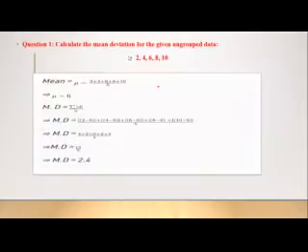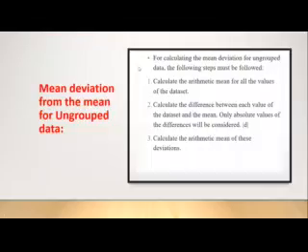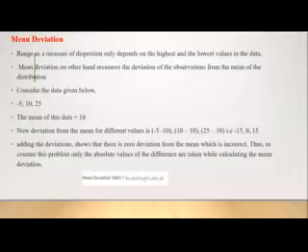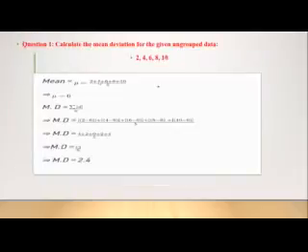Let's assume question number 1 given here. Calculate the mean deviation for the given ungrouped data. The data is 2, 4, 6, 8, 10. So we can go for the formula as we have seen here. If you apply the formula, the mean is 2 plus 4 plus 6 plus 8 plus 10 by 5. At last we will get the mean value as 6 here.